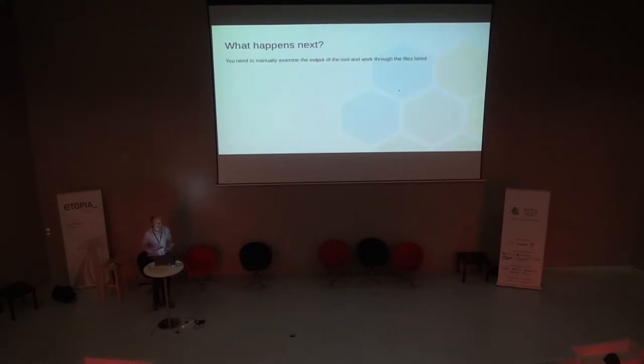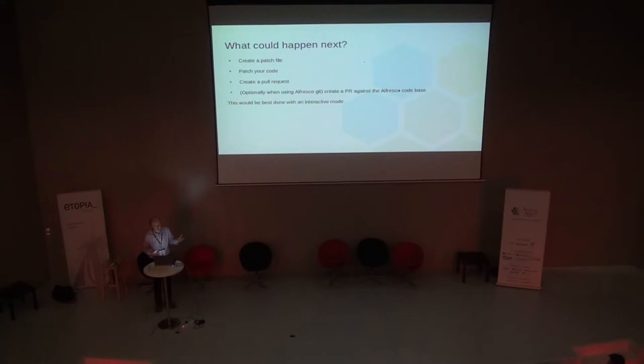So what happens next? It's given you some output, told you which files to look at, it's given you some diff output. So you manually examine the output of the tool, just going through it by hand to look at it. What could it do? There's no reason technically it couldn't create a patch file, patch your code, and if it's in Git, put in a pull request so you can review it more closely. And when we've got the Alfresco Git, if it's a bug fix, you could even tell it to create a pull request against the Alfresco code base.